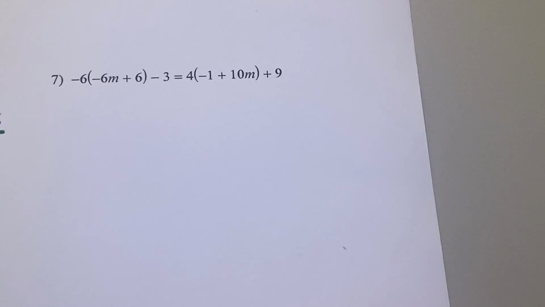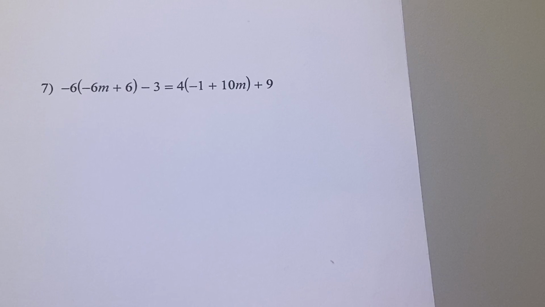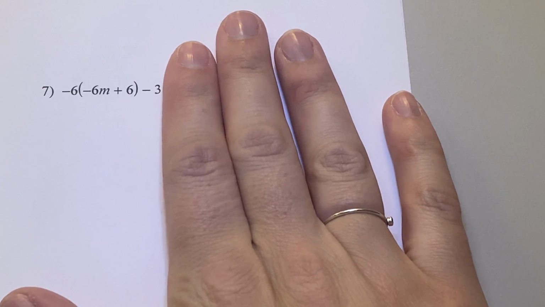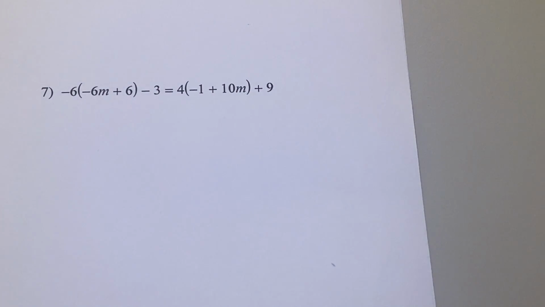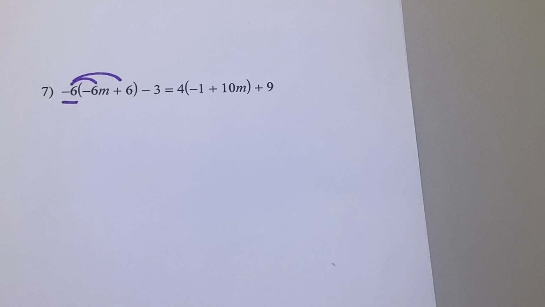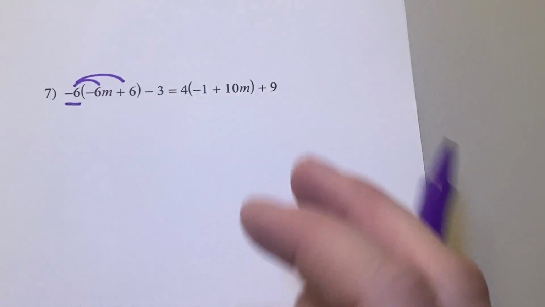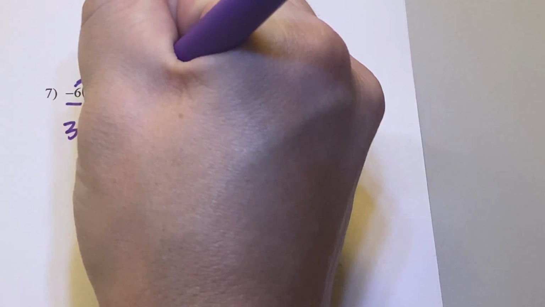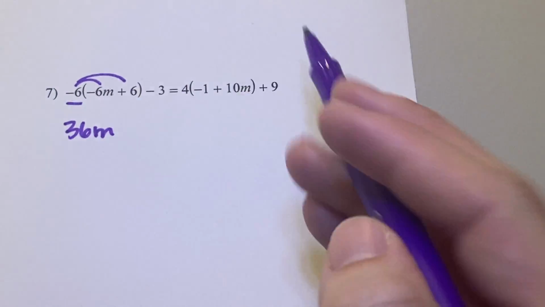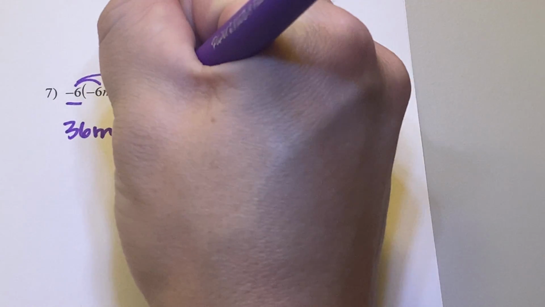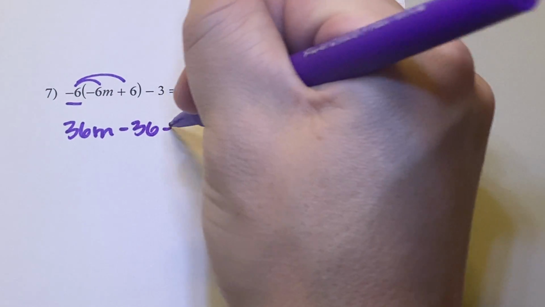Okay, let's look at number 7. Do we have parentheses? Yes. Let's look just at this side of my equal sign. What am I distributing? What's right in front of my parentheses? Negative 6. We're going to multiply that by everything inside. What is negative 6 times negative 6m? Positive 36m. Negative 6 times positive 6 is negative 36. Bring down this negative 3.